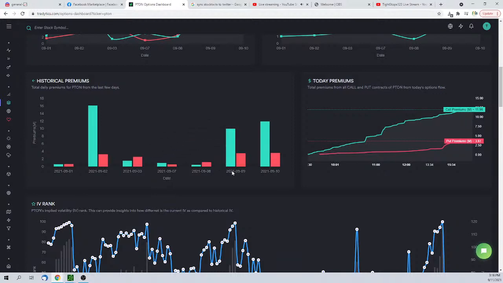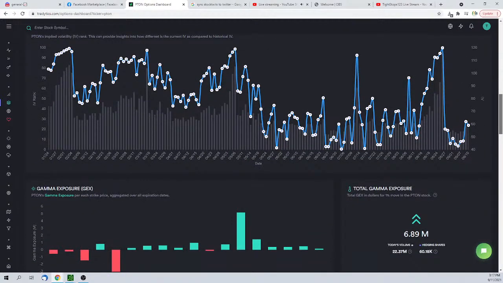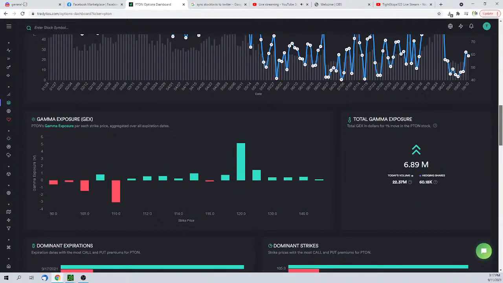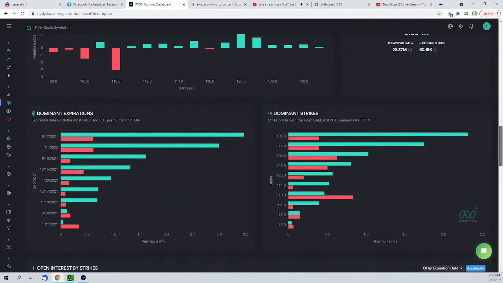And so obviously the day before, Friday, was a great day for Piton too, and the volume shows that. And this is kind of where things were starting to get on the back end for us for early entry, and then consolidation, then rip. So IV rank, intrinsic value. Gamma exposure, not a big gamma guy.